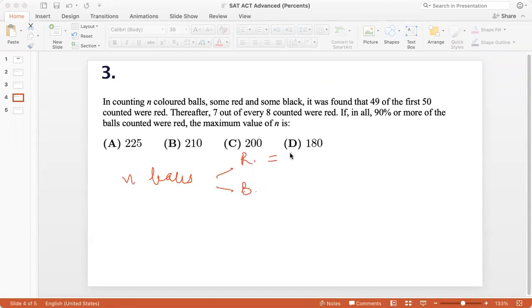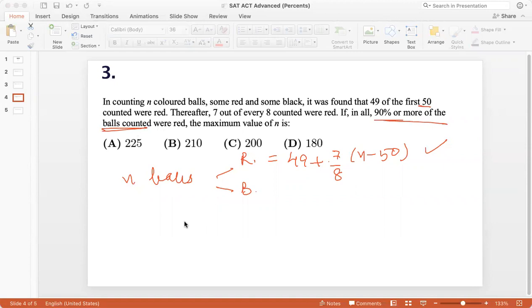So this is 49 plus. And out of every 8 counted, 7 were red. So I have already counted 50. So I'm left with n minus 50. And 7 of every 8. So 7 by 8 times n minus 50, that would be the red balls, right? So this is the total number of red balls. And this is 90% or more of the balls counted.